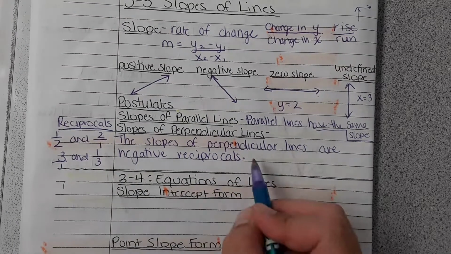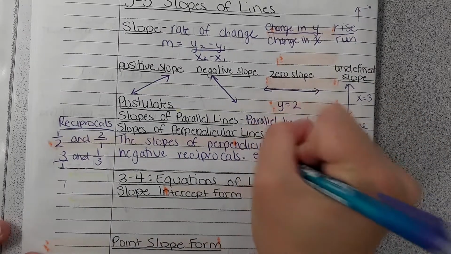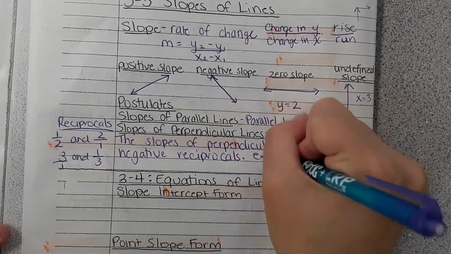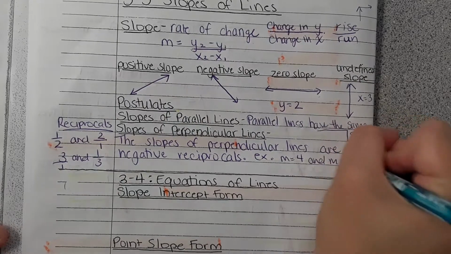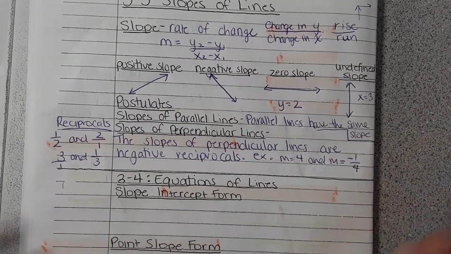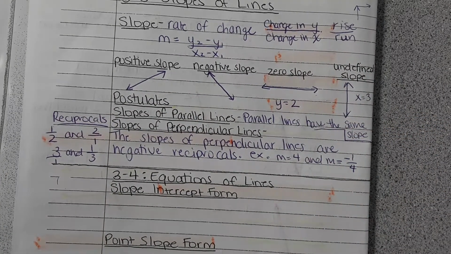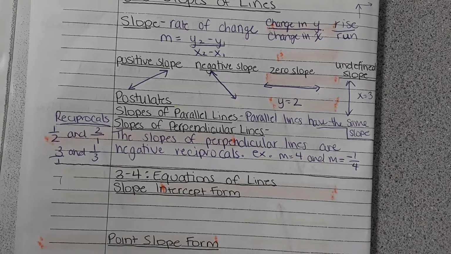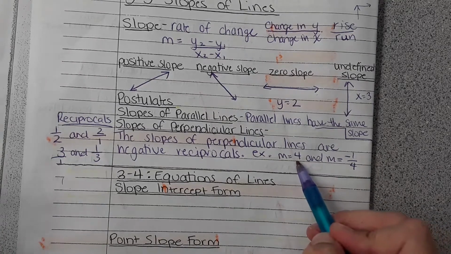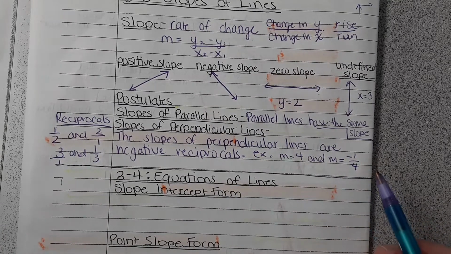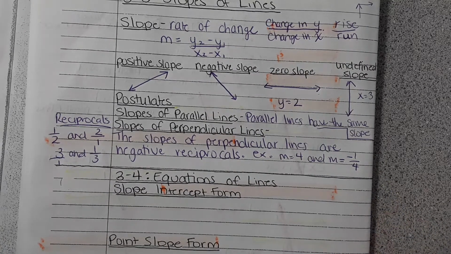But this is negative reciprocals. So an example of this is one line would have a slope of 4, and the other line would have a slope of -1/4. So if you're asked what the slope of a line perpendicular to a line is, you just take the original slope and you flip it and make it negative. And again, we will practice this.